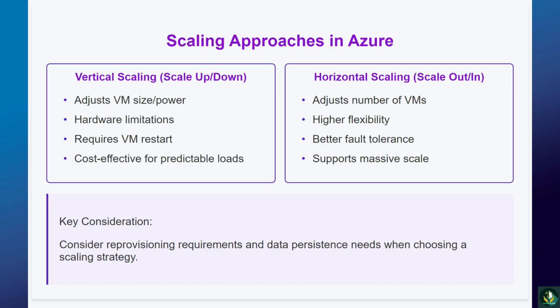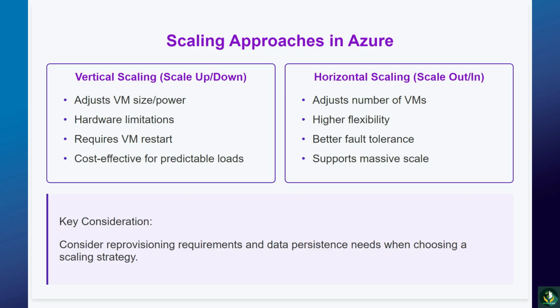Unlike vertical scaling, which makes individual machines more powerful, horizontal scaling adds or removes machines from your environment. Think of it like adding more workers to handle increased workload. Instead of making one worker stronger, you're bringing in additional team members. Horizontal scaling shines in several scenarios.